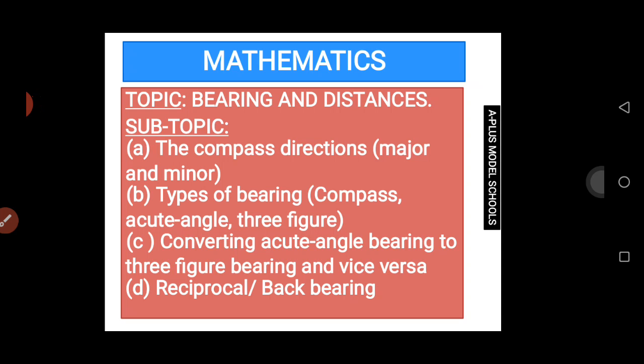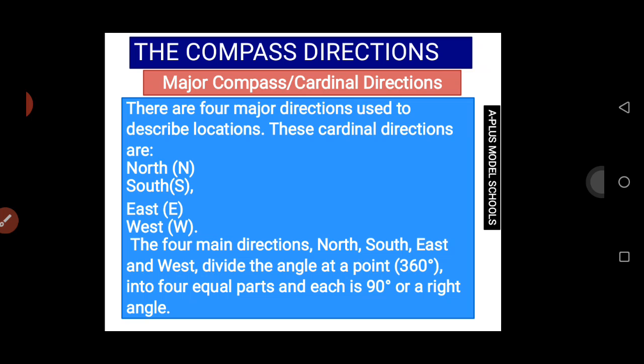So let us start with the compass directions, the major compass directions. We have four major compass directions, which are the north, east, south, and west. The north, the east, the south, and the west.